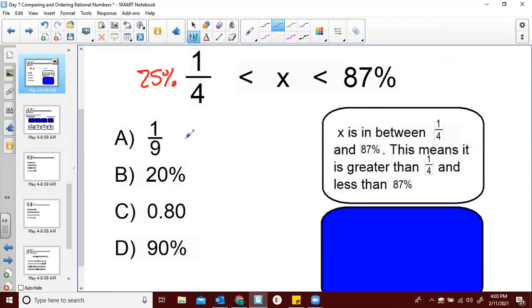You do it in Desmos. 1/9 will be 11% when we round. 20% is already given to us. Double dip here, we get 80%, and they give us 90%. So they already gave us 2 in percents, which are nice.